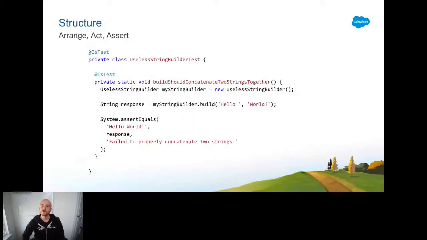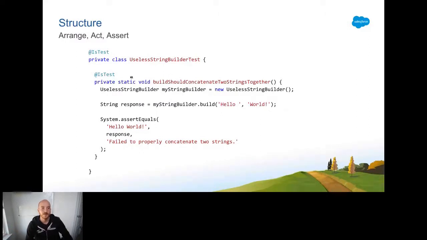So what is the structure of a unit test? Here we've got a unit test for our useless string builder class. I don't know anybody who would use this class in a real production org, but it illustrates the constituent components and the structure of a unit test. So here we've got our private test class, the useless string builder test. This is testing the useless string builder class.